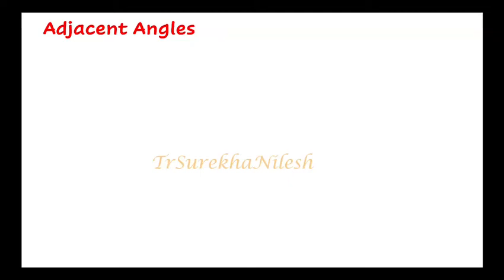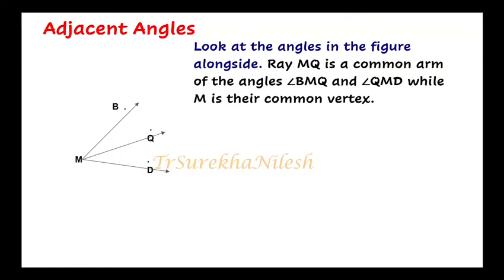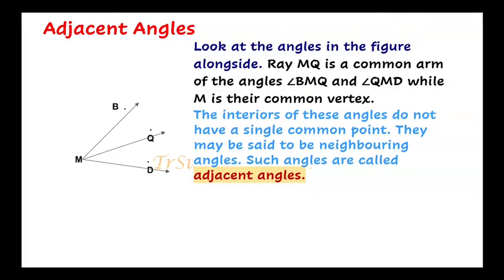The very important topic, that is edges and angles. There's a major angle over here, students, angle BMD. Now, ray MQ is a common arm for two angles, that is angle BMQ and angle QMD, and M is their common vertex. The interior of these angles do not have a single common point. They may be said to be neighboring angles. Such angles are called adjacent angles.